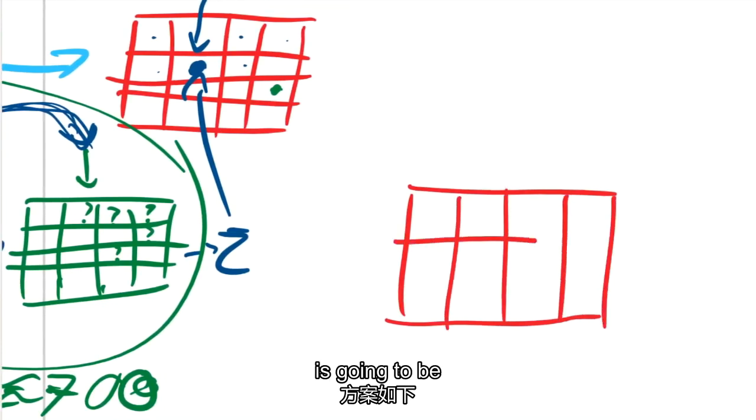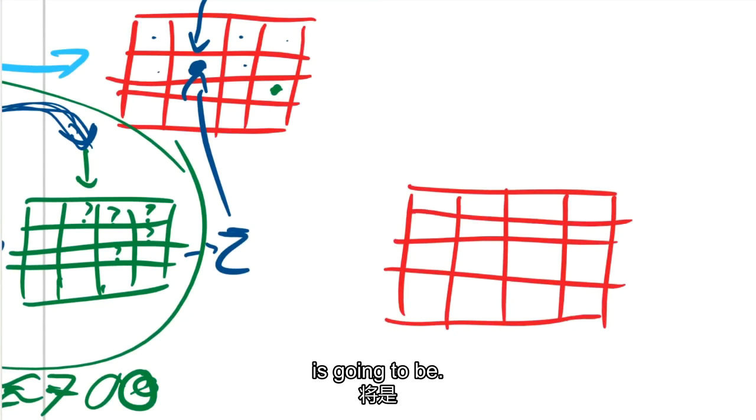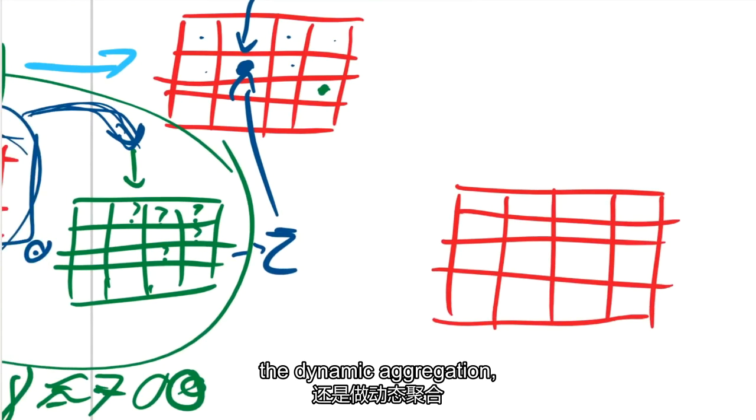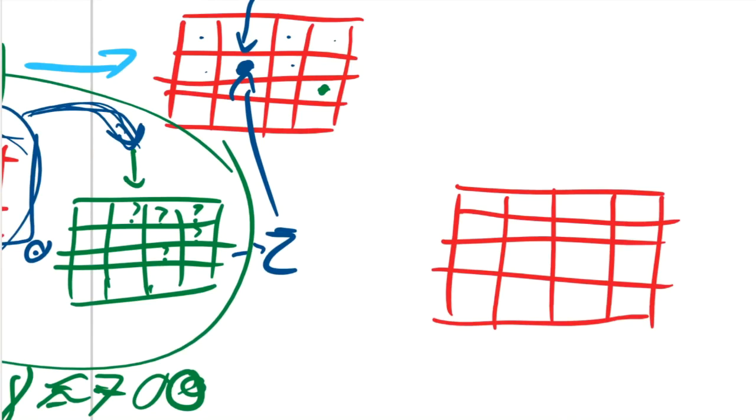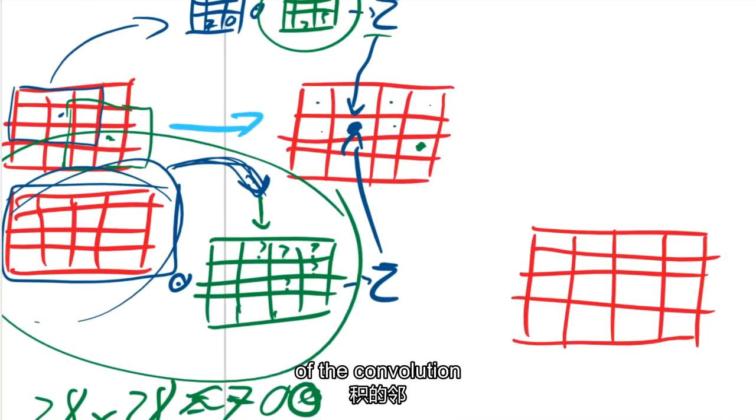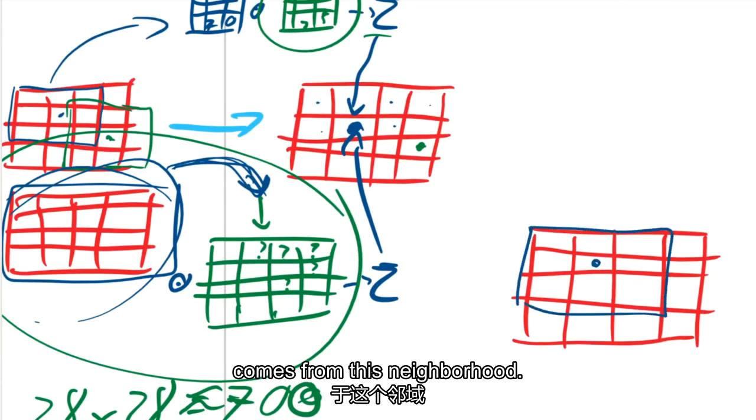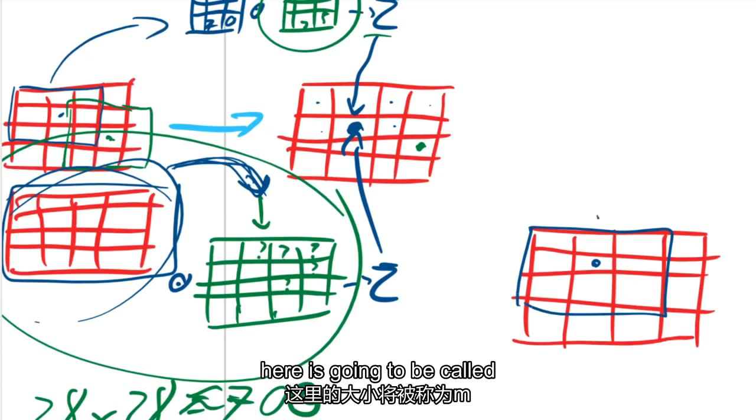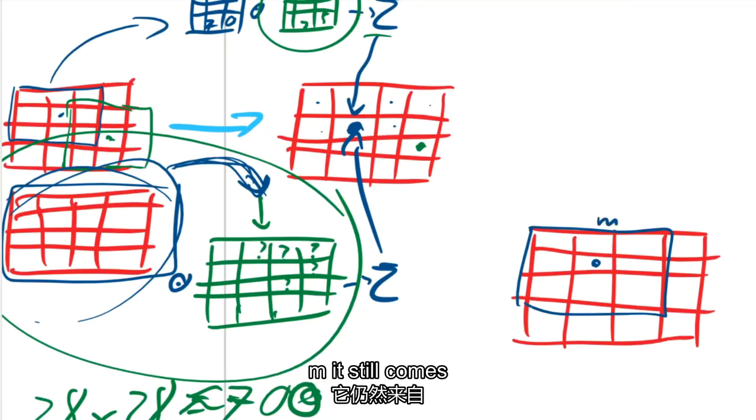The compromise is going to be, all right, we still do the dynamic aggregation, which means we still do the attention thing. However, we're going to restrict back to the neighborhood region of the convolution. So in this model, where does information for the blue dot come from? It again comes from this neighborhood right here, and the size here is going to be called m. So it still comes from that m by m neighborhood.